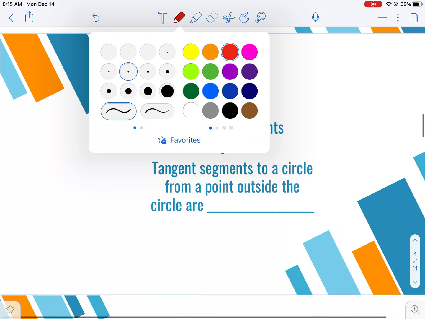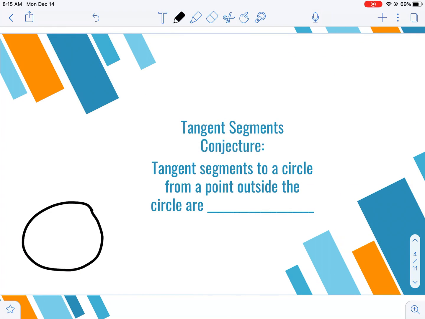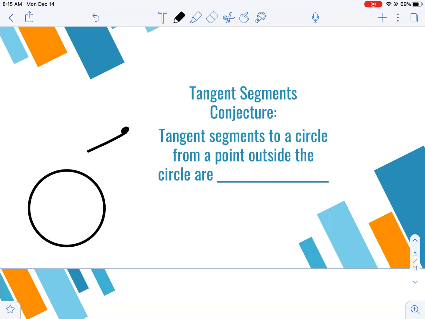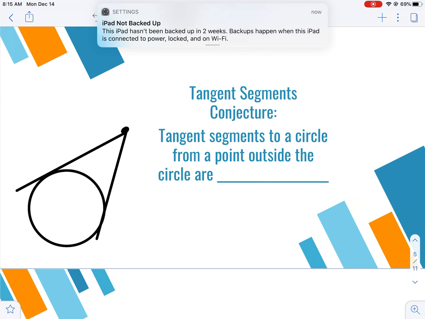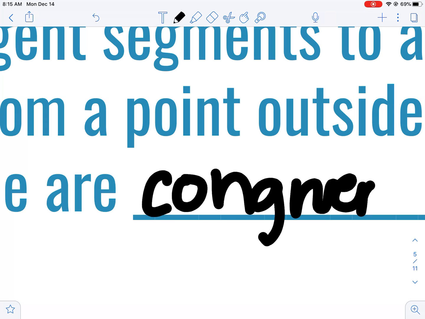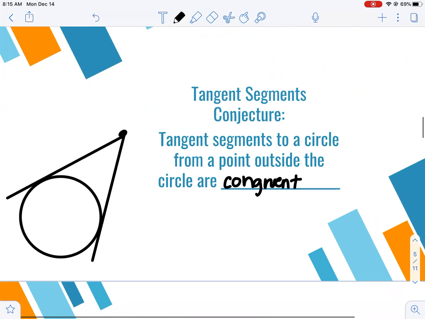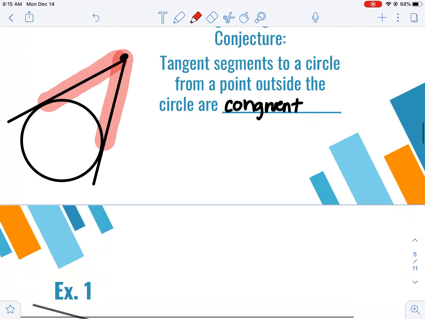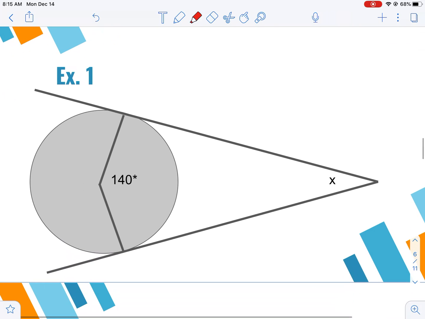On this next one, we're going to have two tangents. So we're going to have a circle, two tangent segments from a point outside the same circle. So the same point to the same circle. And this one's a little bit harder to draw, so bear with me. There we go, that wasn't too bad. Those segments are congruent. So tangents from the same point to the same circle, this much and this much, have to be congruent. So we're going to practice doing some problems with that.